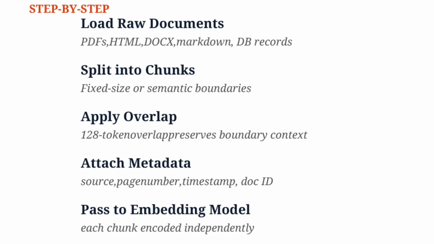Instead of cutting every 512 tokens regardless of what is on the page, you split at natural boundaries: the end of a sentence, the end of a paragraph. You keep ideas whole. And one more thing, attach metadata to every chunk: source file, page number, date, document ID. This lets you filter retrieval later. Instead of searching everything, you can say, only look in documents from this year, or only search this specific report. A much more precise answer will come back.